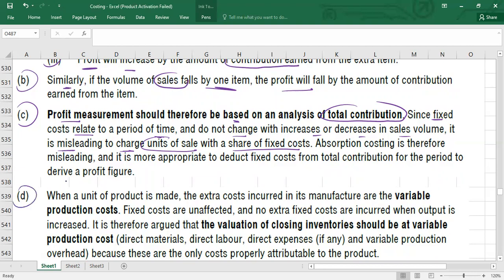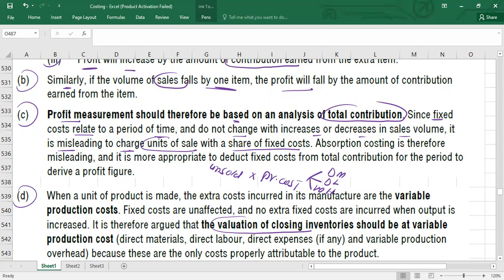And the last point: whenever you want to value the closing inventory, and I told you how you get the closing inventory, you need unsold units times product cost. And for the product cost, I told you 3 costs will be included. Which 3 costs, guys? Direct material, direct labor, and variable overhead. So this is going to be part of closing inventory.